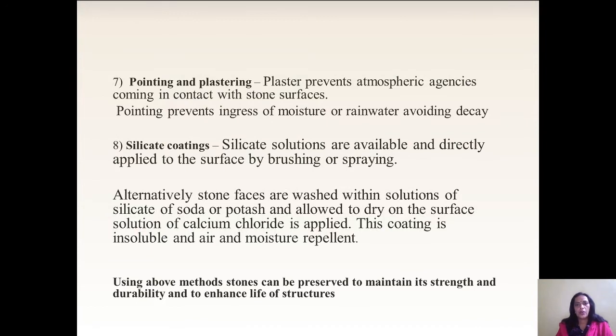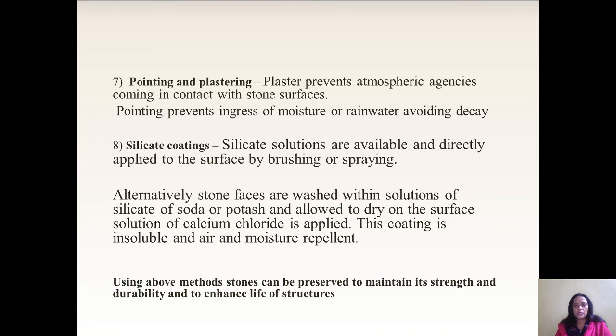As we have stated, the pointing and plastering, as we explained previously, are methods of retarding the decay. The plaster prevents the atmospheric agencies coming in contact with the stone surfaces. Pointing prevents ingress of moisture or rainwater, which causes decay. The last part we have discussed is silicate coatings. The silicate coating is a solution which is available and directly applied to the surface by brushing or spraying.